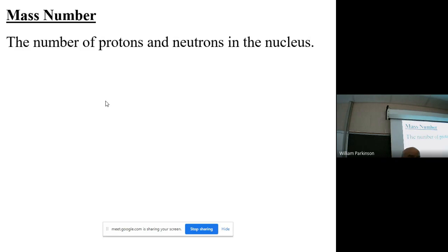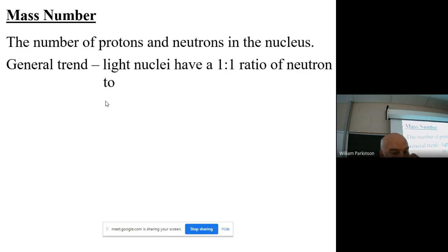And why it's called the mass number is from an earlier slide, we talked about the fact that these are way more massive than the electrons. So once you account for the protons and neutrons, you've accounted for all the mass. The electrons are so light that they don't contribute significantly to the mass. Just the things in the nucleus contribute to the mass. So the mass number is defined by the contributions of those two particles.